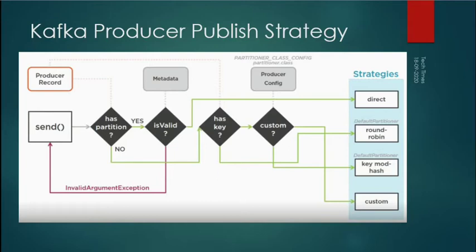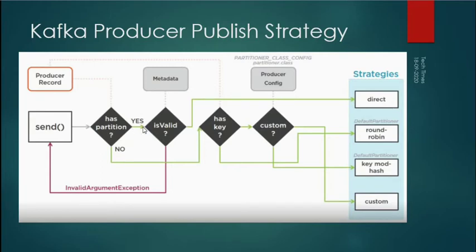So let's understand using this figure. When we start to send a message to our Kafka cluster, it will see if we have mentioned any partition number in that producer record. If there is a partition mentioned in it, then it will check if it is valid or not. Producer already has the metadata of all the topics and the partitions which are available on that broker, so it will check against that metadata if that partition is valid or not. If that partition is not valid, then it will throw an exception to the producer. If that partition is valid, then it will go and publish that record to that partition.